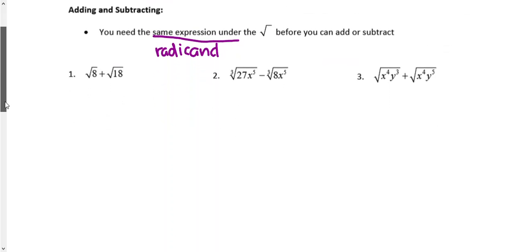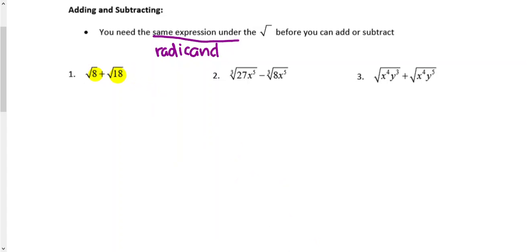Before you can add and subtract, you also need to make sure that you have the same type of radical, so the same type of root. In this case, we're doing square roots for both. Now, the thing that's different with number 1 is your radicand, or the number underneath. We have 8 and we have 18.